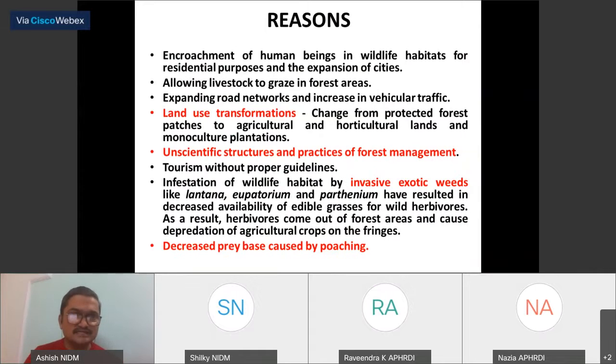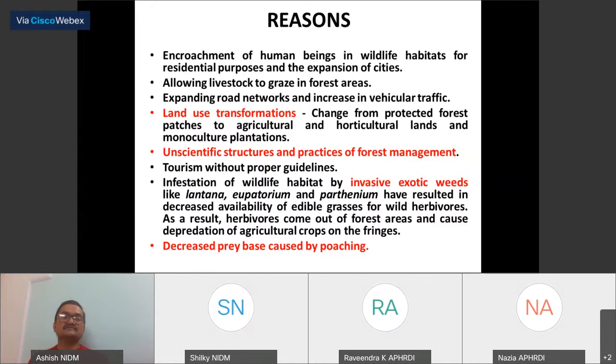So if we talk about the reasons I was talking about, it's related to encroachment of human beings in wildlife habitat for residential purposes, for industrial purposes, for growth purposes, and we are expanding our cities because the population is growing like anything. So we are allowing our livestock also to graze into forest areas, because where else are they going to get their fodder.